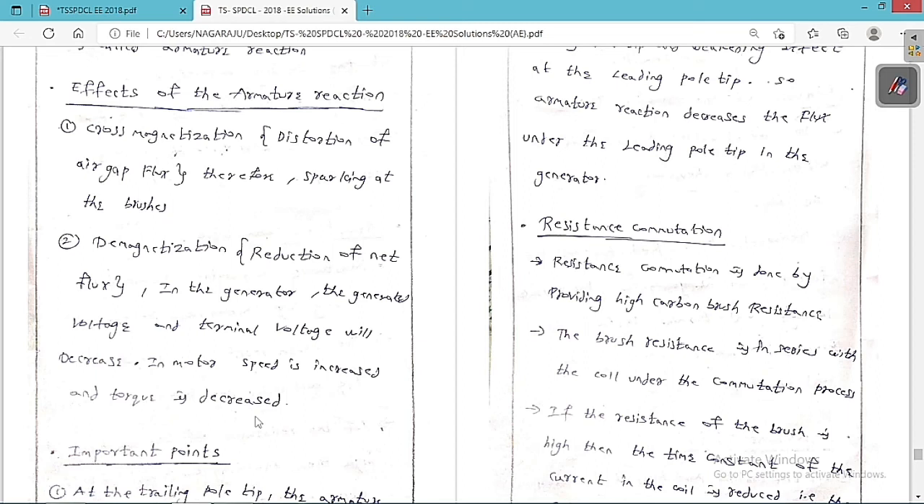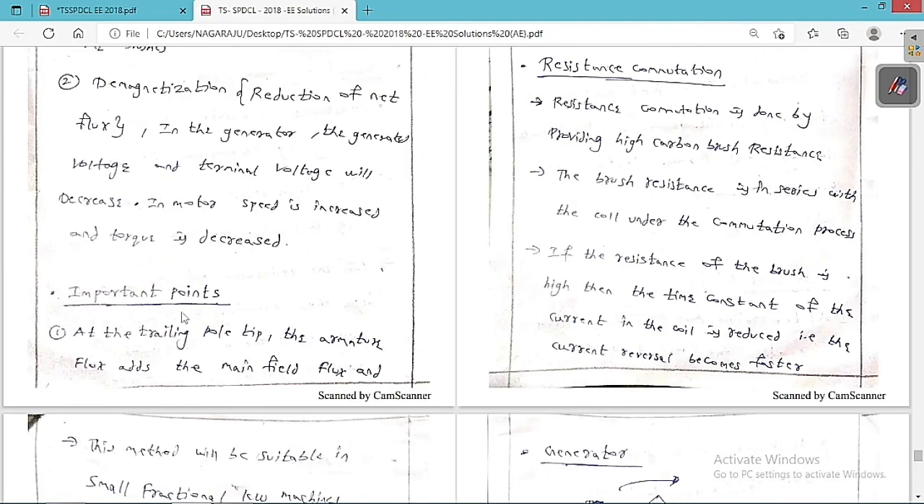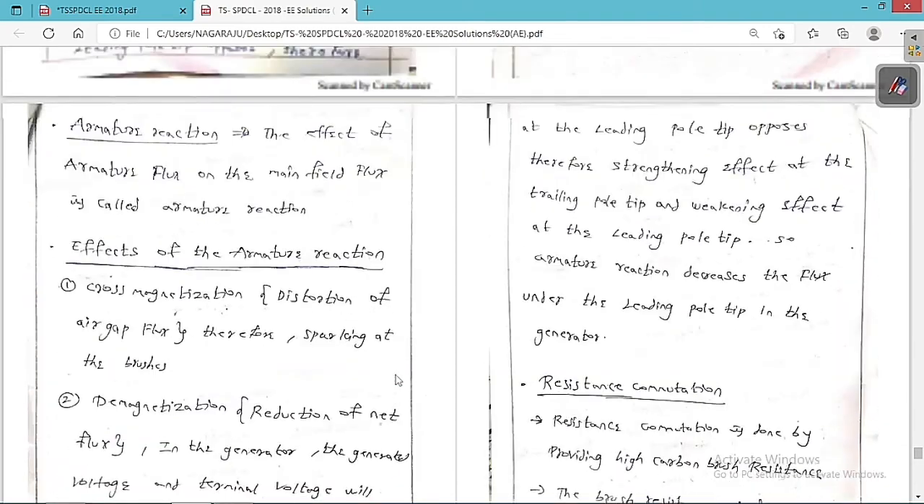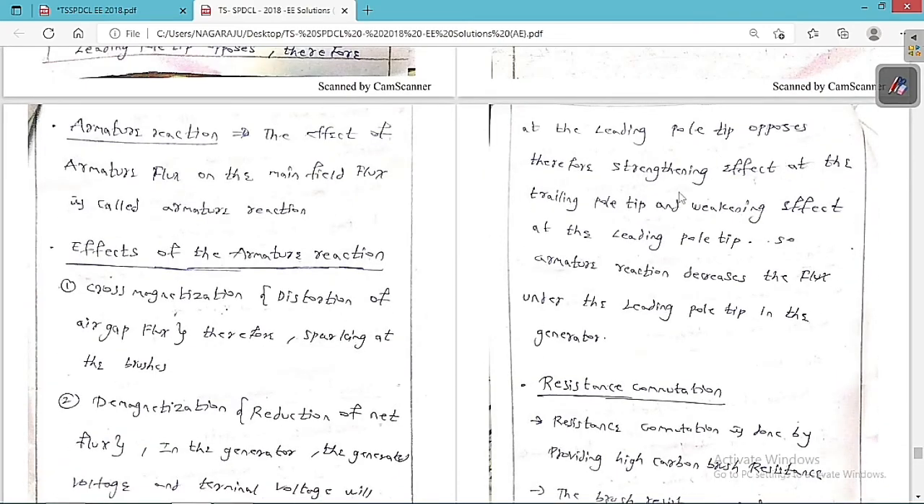The second effect is demagnetization, a net reduction of total flux. Because of this, for a generator the generated voltage will decrease and the terminal voltage will also decrease, whereas in the motor, as the flux decreases the speed will increase and the torque will decrease. These are the side effects of armature reaction. I have already told you some important points: at the trailing pole tip the armature flux aids the main field flux, and at the leading pole tip it opposes, therefore a strengthening effect at the trailing pole tip and a weakening effect at the leading pole tip.